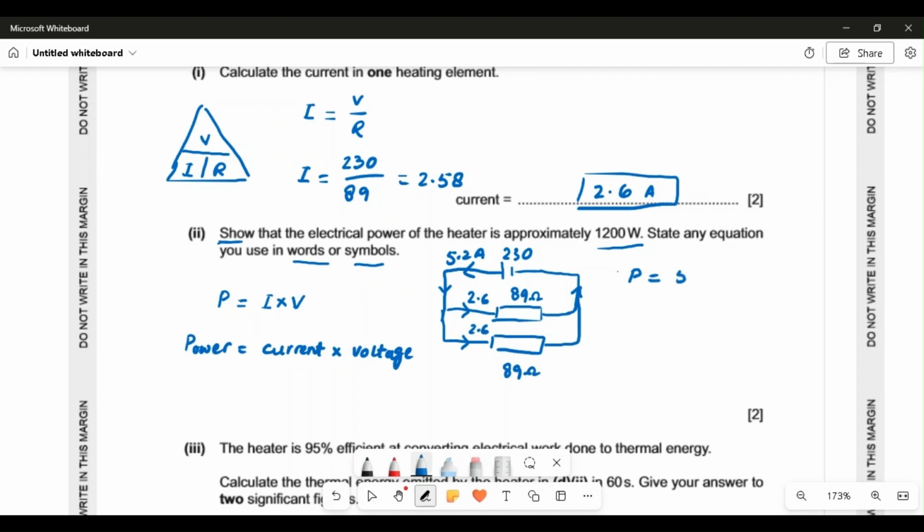Now getting back to the equation, as I said, power is equal to current times voltage. So current is 5.2 amperes and voltage is 230 volt. So the power will be 230 times 5.2. It is 1196 watt, and we approximate this as power is equal to 1200 watt. So that is our result.